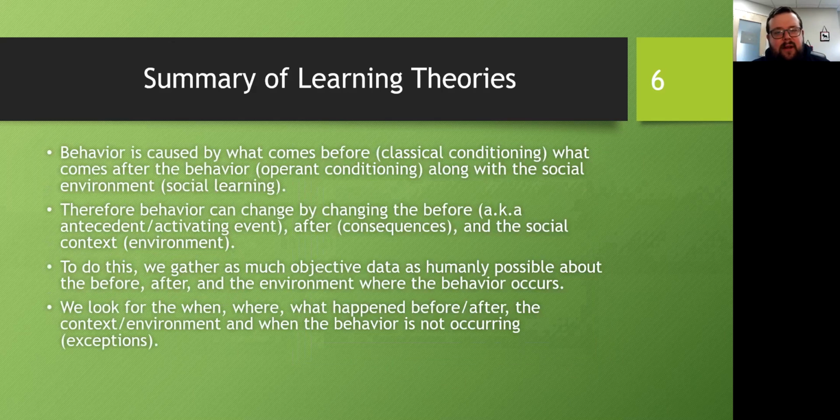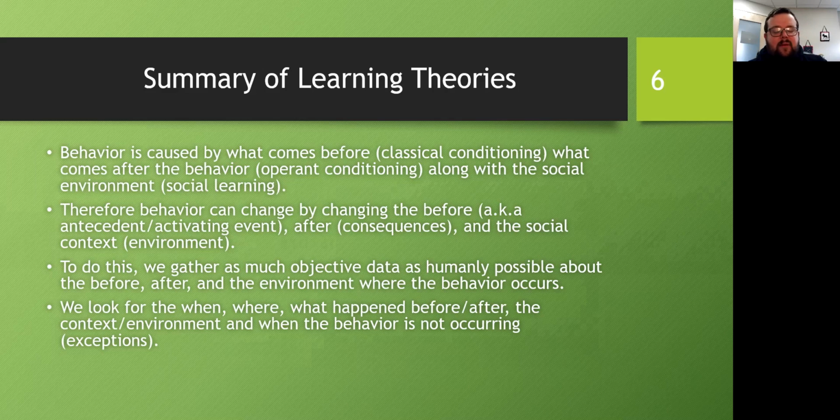So to give a brief summary of learning theories, behavior, so our personality, and really when we're talking about these theories, personality is something that we can observe, again, like traits in a way. So it's going to be caused by what comes before, so that's classical conditioning. What comes after our traits are expressed, that's operant conditioning, along with the social environment we're in, social learning. Therefore, behavior can change by changing what occurs before, aka the antecedent, the activating event, what occurs after, i.e. the consequences, as well as the social context environment.